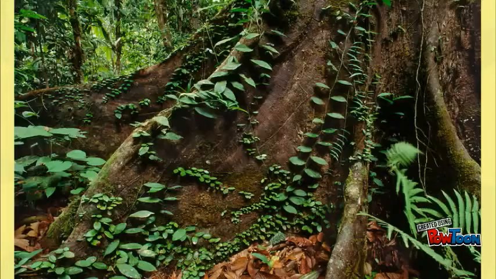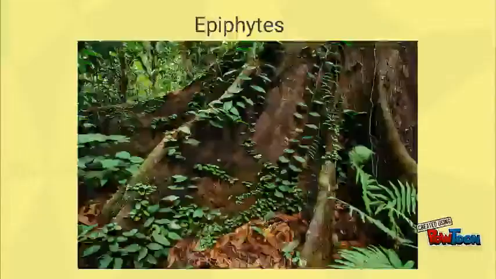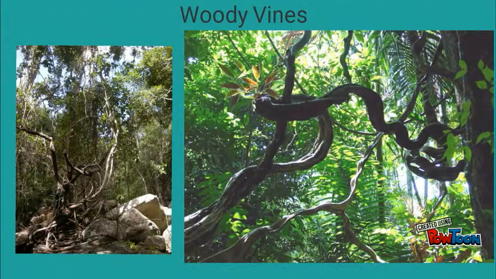There are also epiphytes attached to the trunks and branches of the trees. These are the plants that hold small pools of water that support small aquatic ecosystems far above the forest floor. Many species of woody vines are rooted in the soil, but they climb up the trunks of trees and often into the canopy as well.